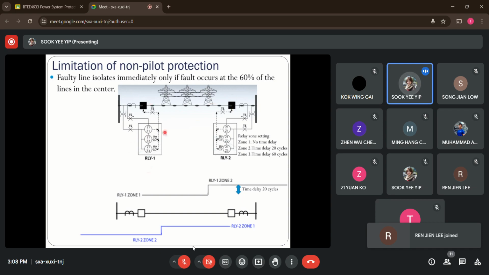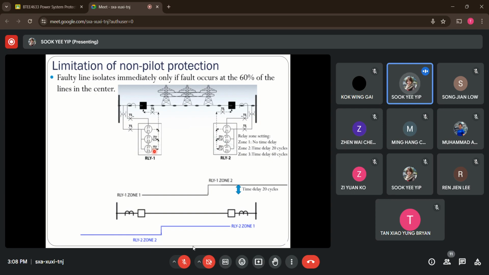So for distance protection, it will consist of 3 working zones of operation. So for example, we have a zone 1 setting, and a zone 2 setting as a backup for zone 1. So it will be with a time delay, in this case 20 cycles. And zone 3 will have even more time delay.